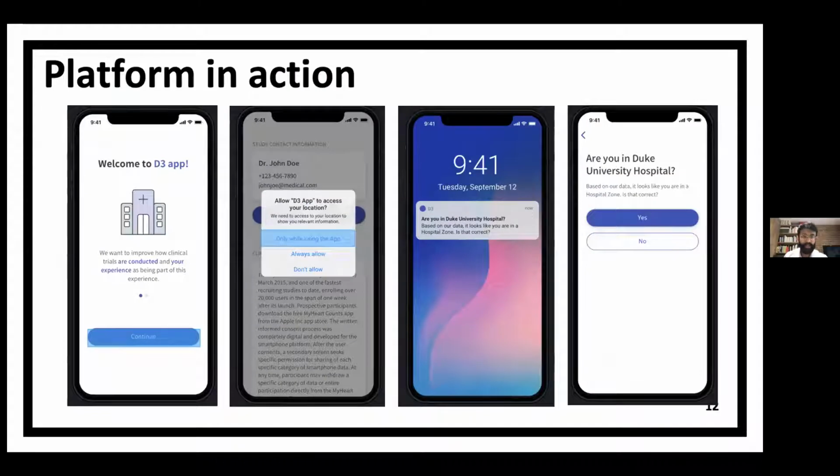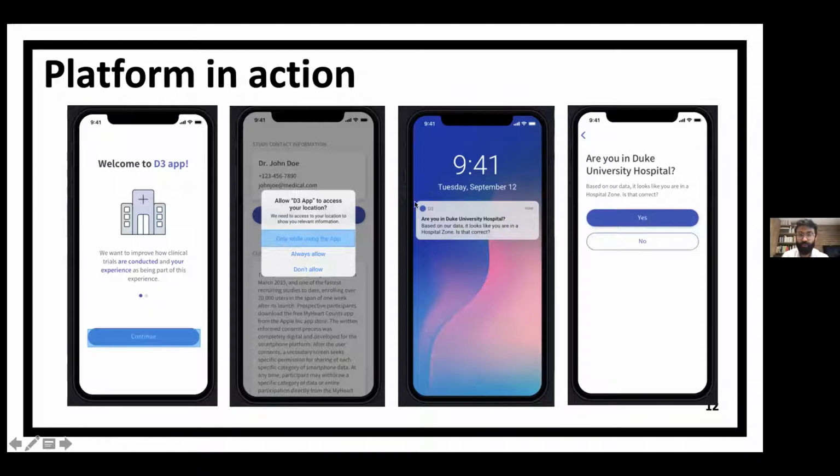So this is the platform in action. We call it the D3 application. This is just the wireframes going from the left to the right. You'd be onboarded onto the application, you would download it, and you would allow us to access your location. All of this was, of course, consented. And then let's say you go on your merry way, but you showed up in the hospital.